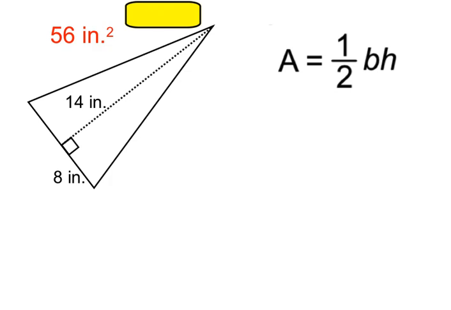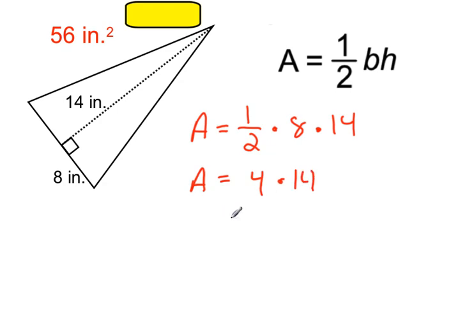And the way we came up with that would be we plugged in the known values. Our base is going to be 8, so we're going to use this line segment as our base, times our height, which is 14, and then we do the math. Well, 1/2 of 8 is 4. So now we have 4 times 14.